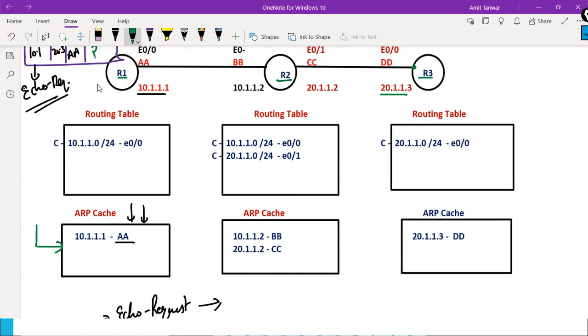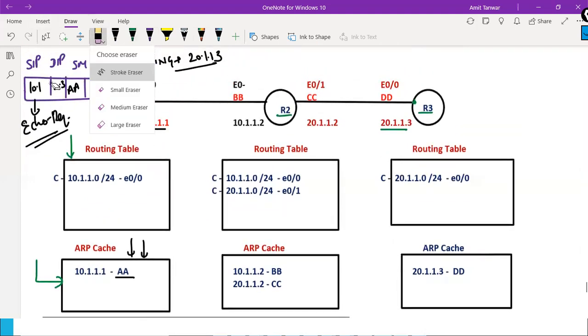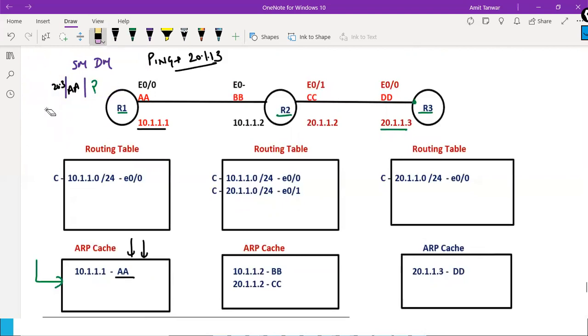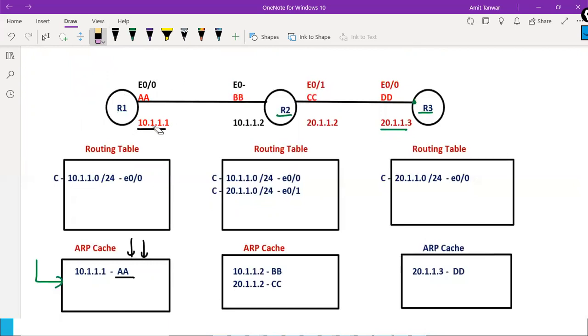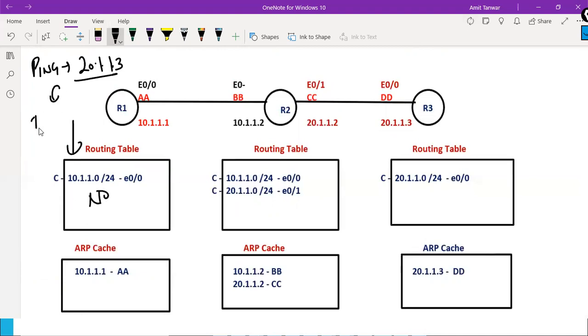Even before that, the router will check its routing table. Do we have any routes for that? The answer is no. So the router will not even form this kind of packet, because there are no routes there. So the packet will be dropped. Why is the packet getting dropped here? The reason is that we don't have any routes. Once you ping 20.1.1.3, it will check its routing table. Do we have any routes? The answer is no. So the packet will be dropped.